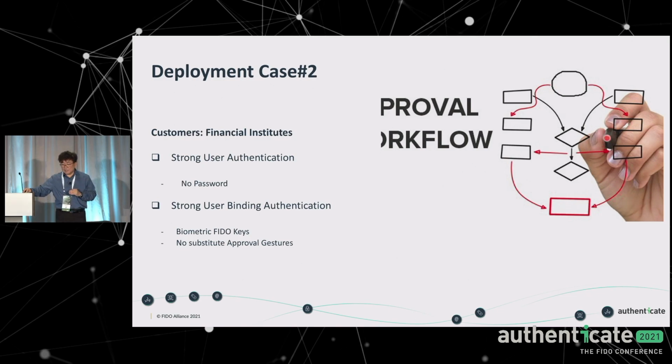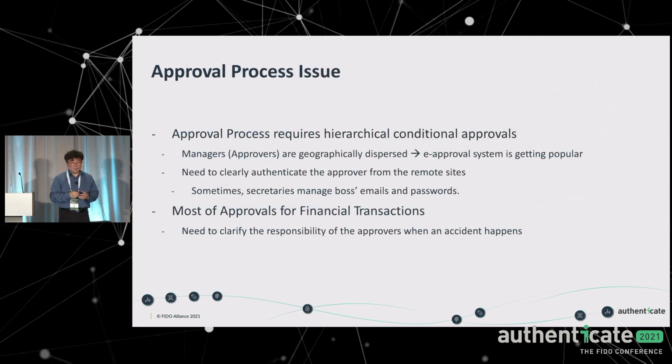So the problem was that the managers are geographically dispersed. Korea is a small company, even then they have many everywhere. The e-approval system is getting popular in the United States too, I guess. And they need to know clearly who authenticated, who actually gave permission, and whether that person approved this process or not.